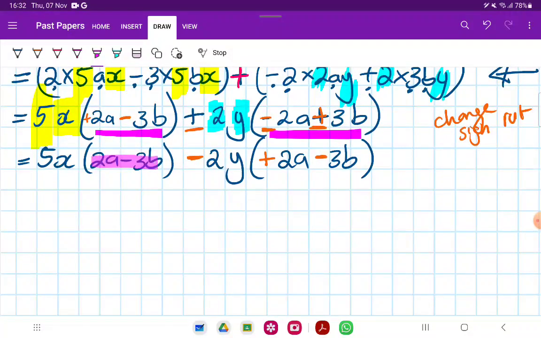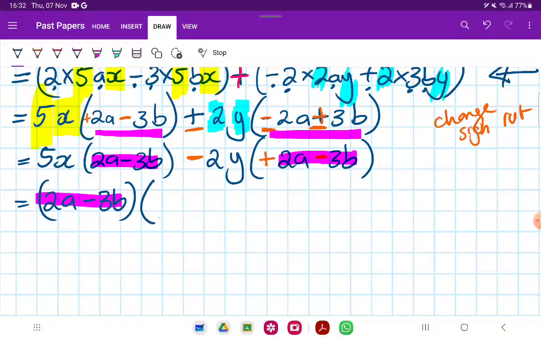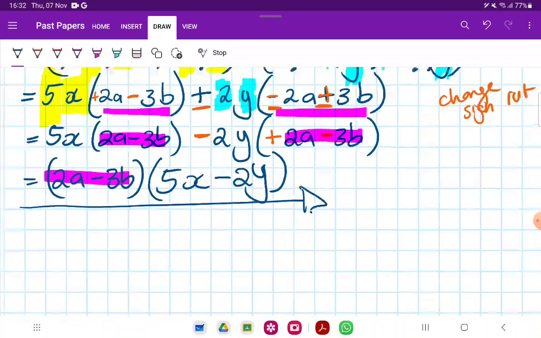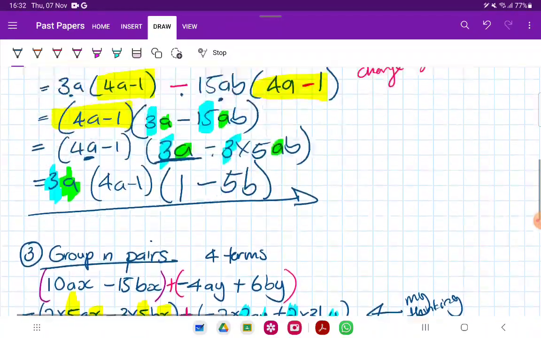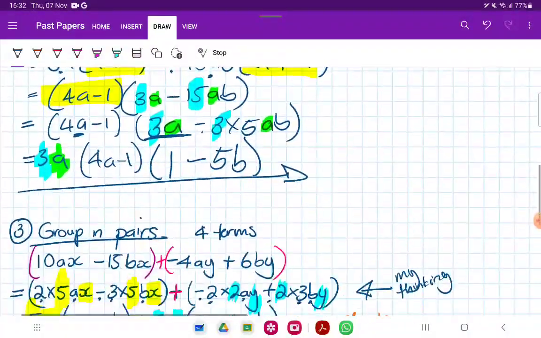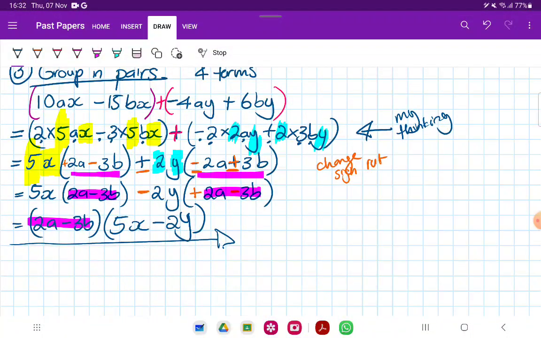Now this and this are identical. I can take it out. I take out the pink bracket, 2a minus 3b in brackets, and in my second bracket I have 5x minus 2y. Can I factorize the first bracket further? No, there's no highest common factor. Second bracket, nothing in common. This over there is my final answer. So for now, I'm going to stop there. This has been highest common factor, change sign rule, and grouping in pairs.